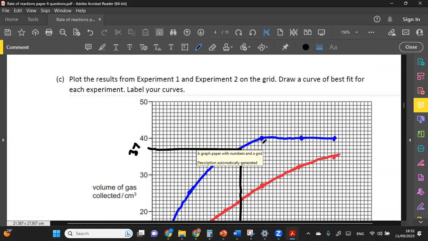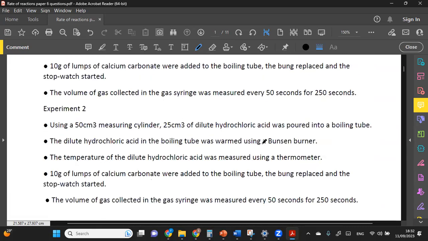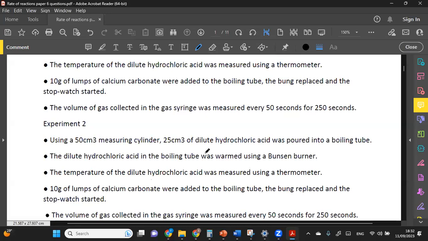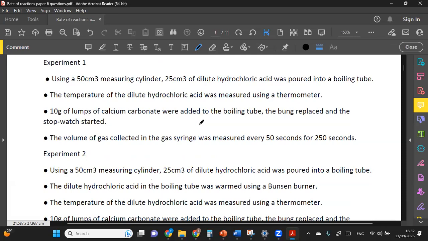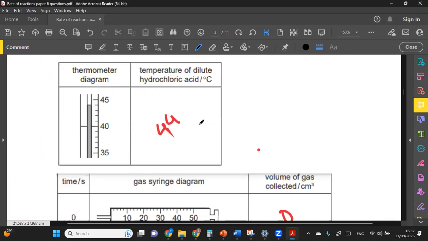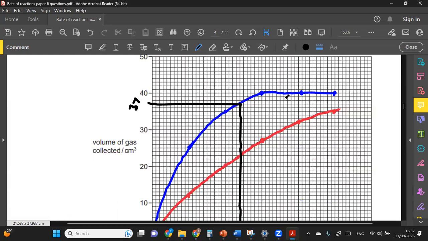That means 40 is the maximum amount of gas that can be produced with this much acid and this much solid. If I change this from 25 to 30, then I will get more gas. For me to get more product, I need to change the reactant. But since the reactant in both experiments is the same, the final volume is going to be the same, right? So in both situations, the final volume is going to be 40. So after 250 seconds, the volume of gas produced by experiment number 1 was 35.